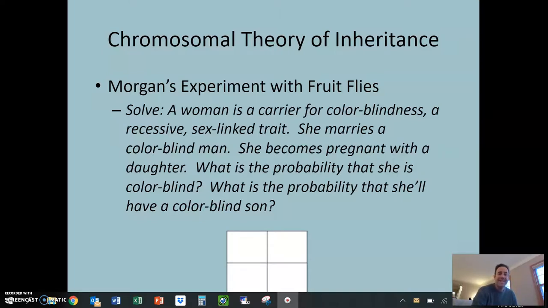So a woman is a carrier for colorblindness, a recessive sex-linked trait. She marries a colorblind man. She becomes pregnant with a daughter. What is the probability that she is colorblind? What is the probability that she'll have a colorblind son? So it may be helpful if you have the PowerPoint for this pulled up, so you can look at the problem and toggle back and forth between the screencast and the problem and see what I'm doing here. So let me switch to the dot cam and we'll go ahead and solve this problem.